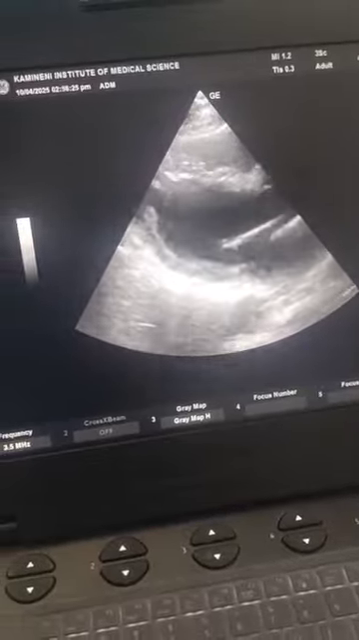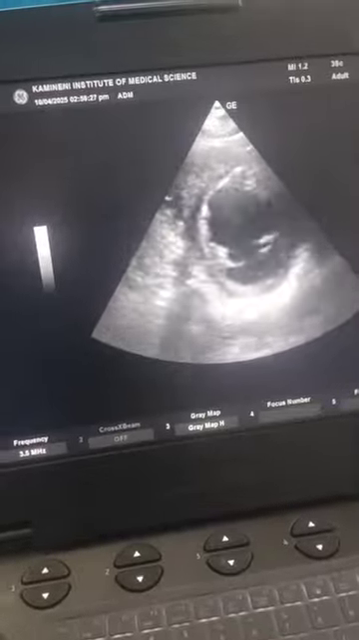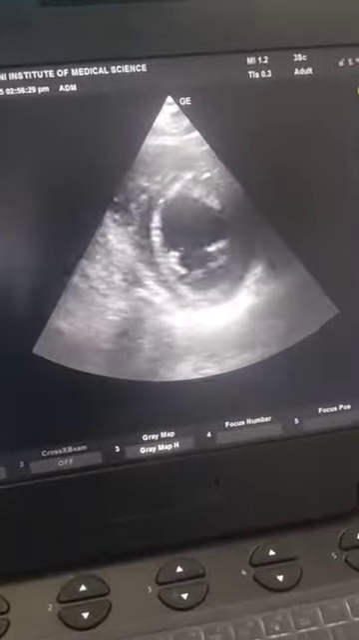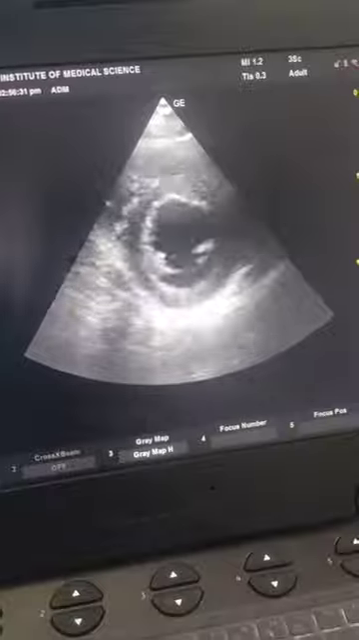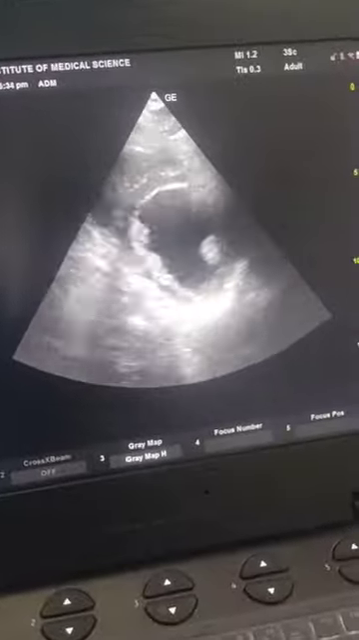So that is the parasternal long axis view, and now we just make it short axis, and you can see the left ventricle is dilated, and you can see both the right ventricle and left ventricle here. Now you come to the four chamber view.